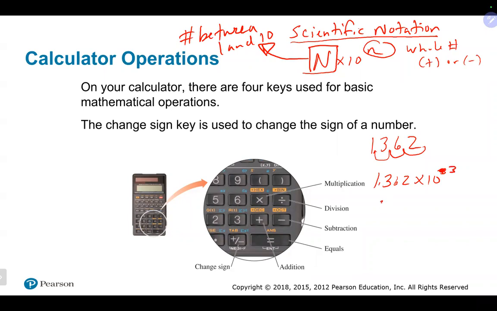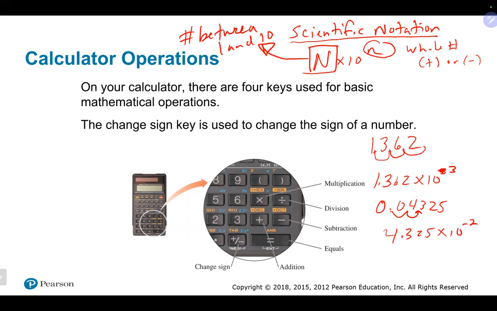If we had a number like 0.04325, we would go 1 and 2 places to get us to a number between 1 and 10. And at this point, we would end up with 4.325 times 10 to the minus 2.